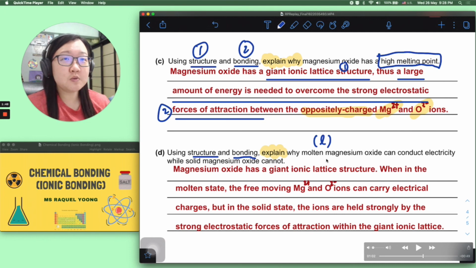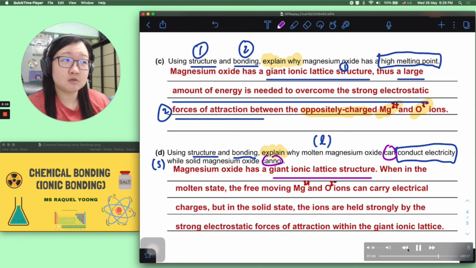So explain why magnesium oxide in the liquid state can conduct electricity, but solid magnesium oxide cannot. Here you are trying to use structure and bonding to explain this difference in electrical conductivity, which is a physical property. So again, mention that magnesium oxide has a giant ionic lattice structure. When in the molten state, liquid state, there is the presence of free moving Mg2 plus and O2 minus ions, which can carry electrical charges.